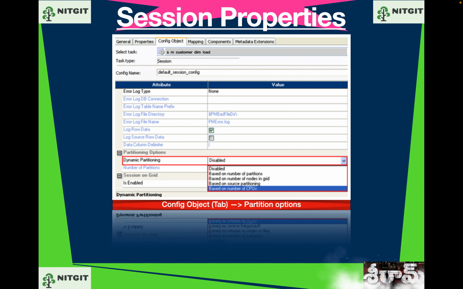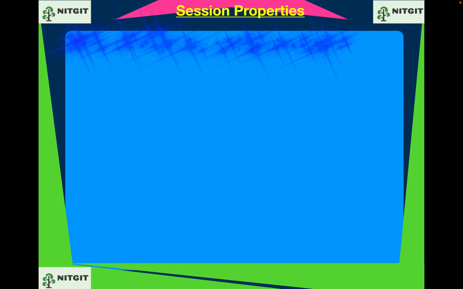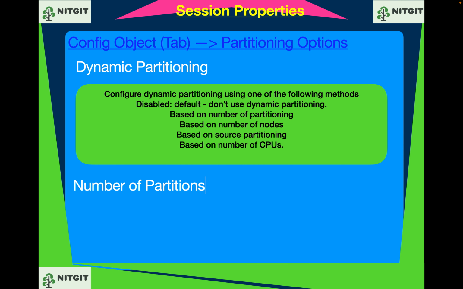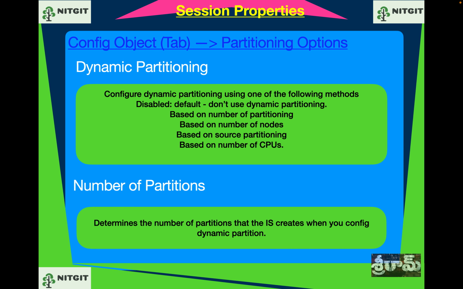Let us see config object. It has partitioning options here. Okay, dynamic partitioning, the first one. Configure dynamic partitioning using one of the following methods. One, by default, don't use dynamic partitioning. Otherwise, based on number of partitions, based on number of nodes, based on source partitioning, or based on number of CPUs.